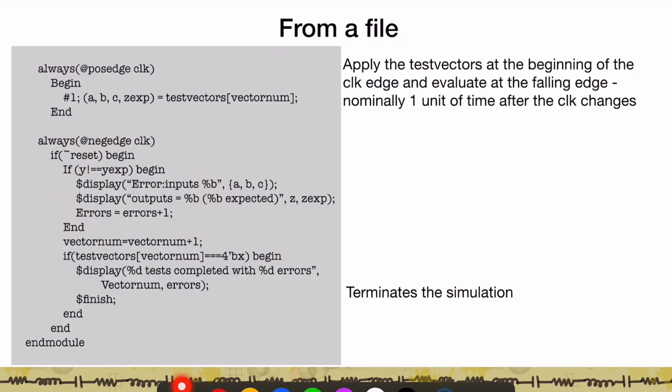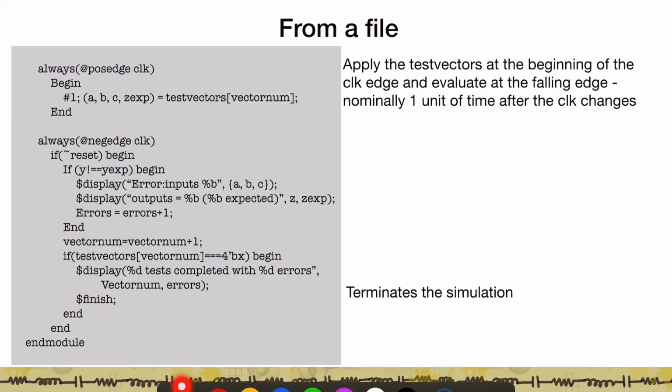And how do you check that you've exhausted all the test vectors? You use this test condition: when the test vectors of vector num point to 4-bit x, where x is essentially not defined, then that is telling you that the test vector file is complete. And so you say that the test has been completed and you quote the errors that you've got. Now again here, like C, you have the %B and the %D, which help you display the output either in binary or in decimal format. And finally, use this keyword $finish to terminate the simulation.